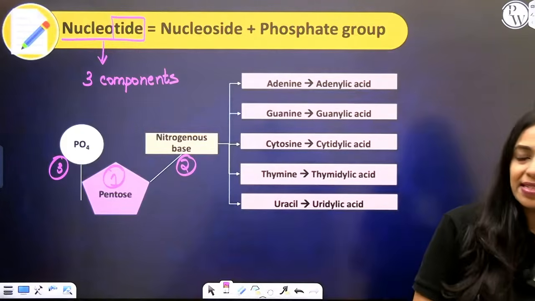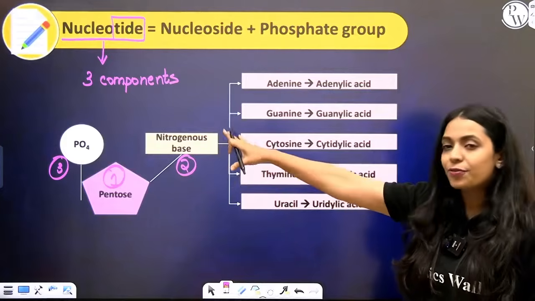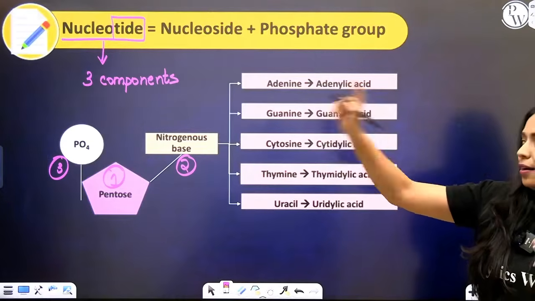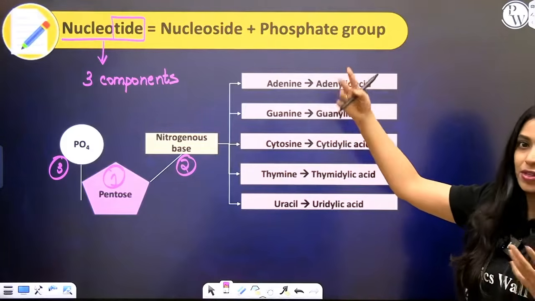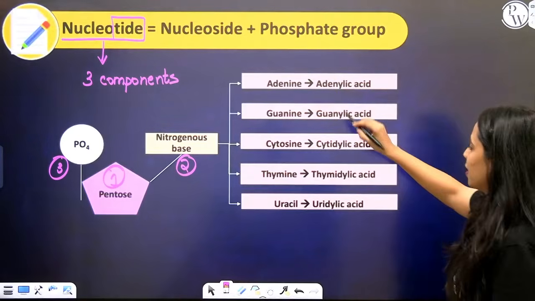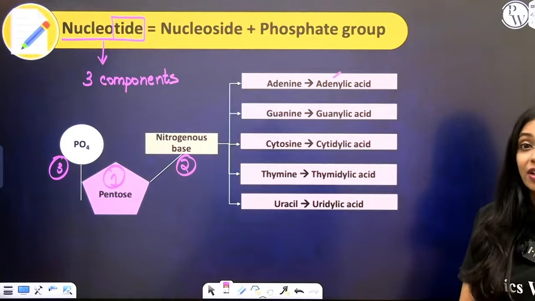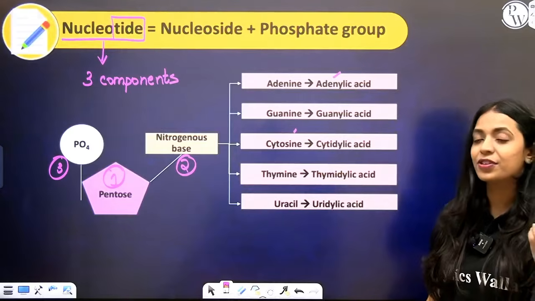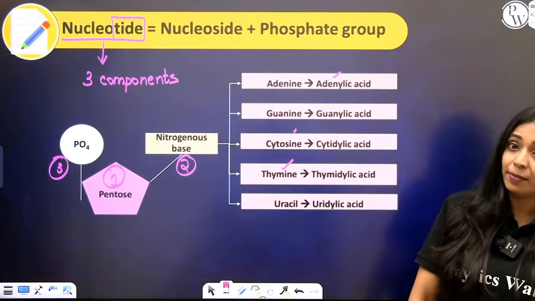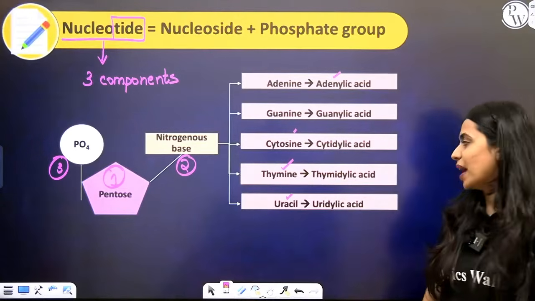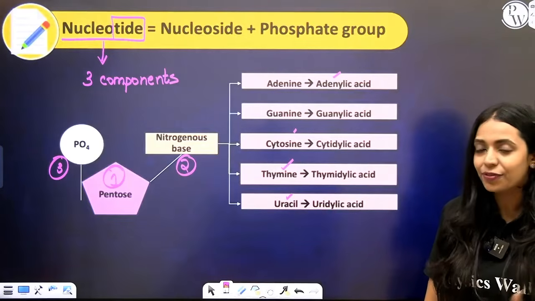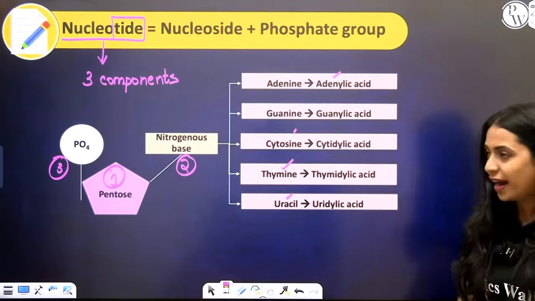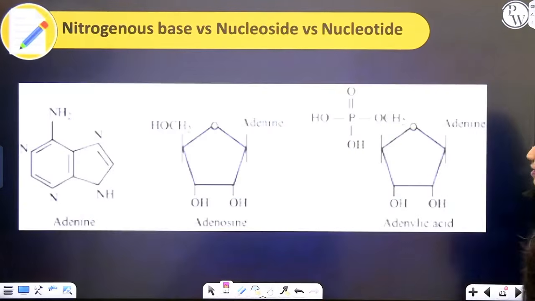If the nucleotide contains adenine and a phosphate group as well, so it's a nucleotide containing all the 3 components, it is called adenylic acid. If it contains G, it's called guanylic acid. If it contains C, it's called cytidylic acid. If it contains T, it is called thymidylic acid. If it contains uracil, it's called uridylic acid. Again, if they are DNA nucleotides, then you add deoxy as a prefix. Alright, so this is about nucleotides.